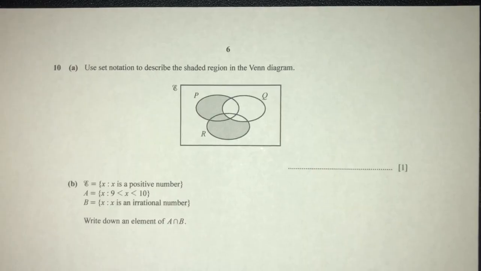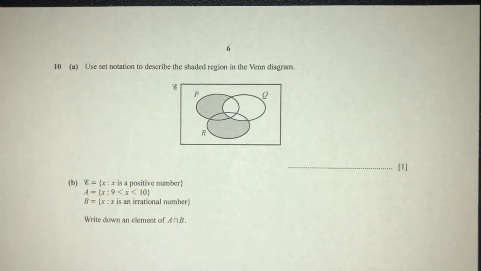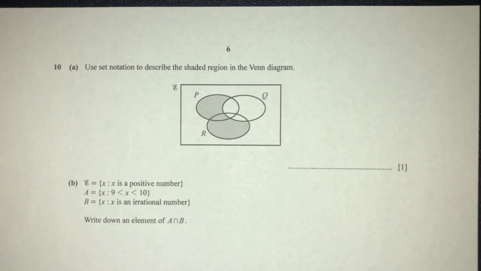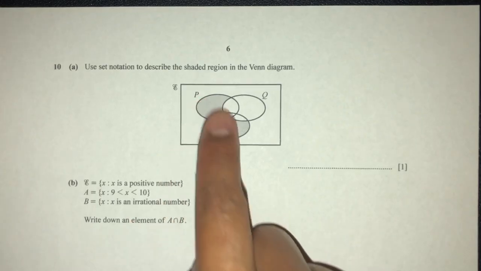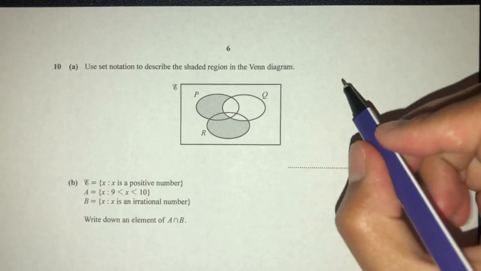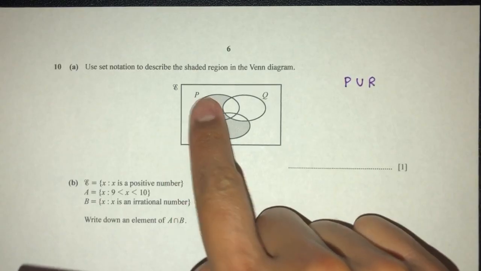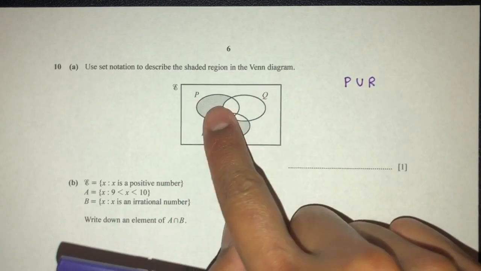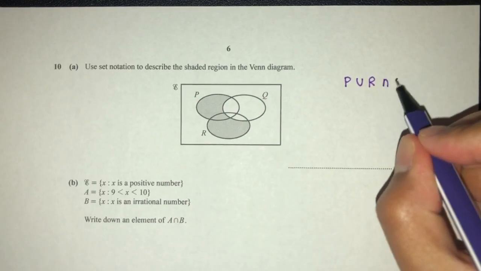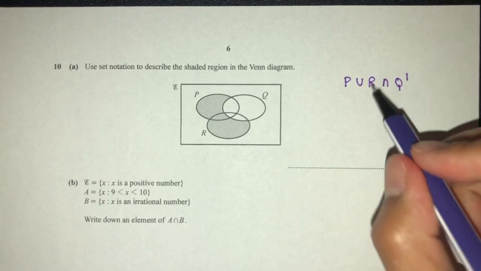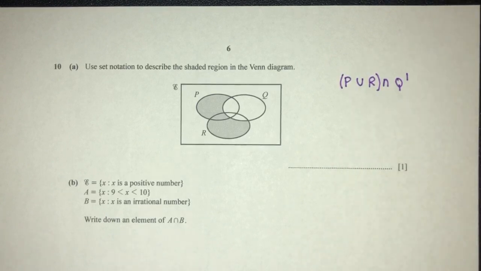Now let's move on to question number 10. Here we have to use set notation to describe the shaded region in the Venn diagram. So pretty easy. This is shaded. First we do P union R to get those two regions. Then it will be outside of Q, so we intersect with Q prime. That will be your answer for part A.